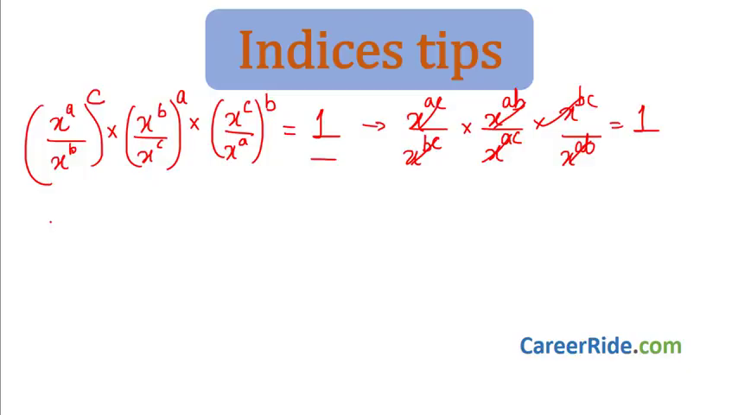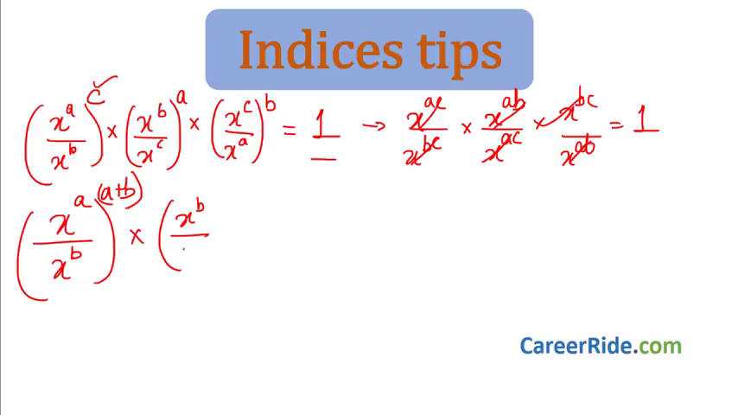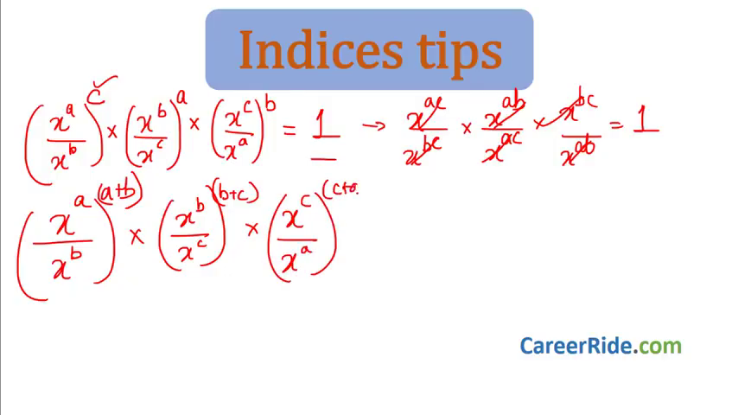Next, another tip. If we have x raised to a upon x raised to b, and this is raised to say a plus b, it is not c like the previous tip, it is a plus b, these two powers, multiplied by x raised to b upon x raised to c raised to b plus c, multiplied by x raised to c upon x raised to a raised to c plus a, then again the answer will be 1. You can solve this and check it out for yourself. The answer is over here also 1.